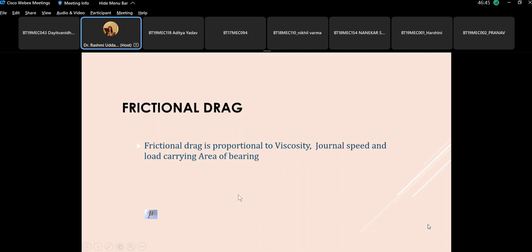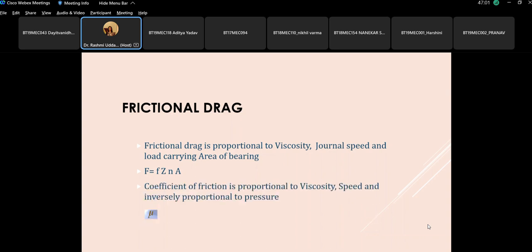And the frictional drag which comes into picture is proportional to this absolute viscosity Z. It is proportional to the journal speed N and the load carrying area, so this area will be given by L into D. And the coefficient of friction between the two materials due to oil will again be proportional to viscosity. This will vary with speed, and it is inversely proportional to pressure.